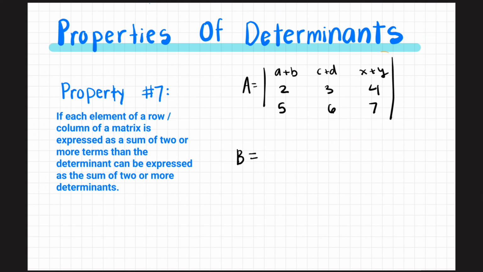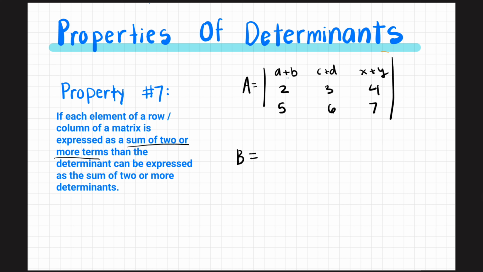Now on to property 7. If each element of a row or column of a matrix is expressed as the sum of 2 or more terms, then the determinant can be expressed as a sum of 2 or more determinants. For example, we have A, which is a matrix on the right side. Once again, a square matrix of 3 by 3. Once again, all these properties can be applied to larger matrices.